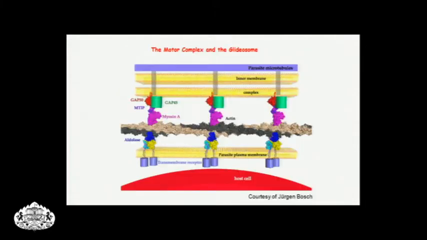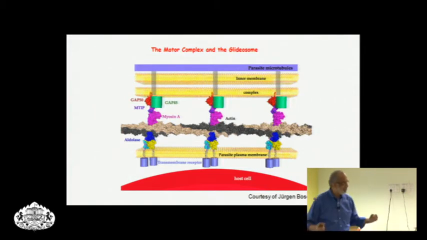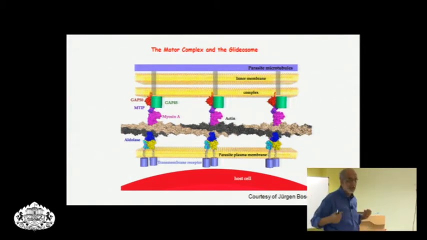And this is done by a motor complex that is present. This motor complex consists of myosin. So this is the myosin motor with its light chain called MTIP, and it combines with other molecules, and they are embedded in the parasite inner membrane complex and so on. The way it is driven is just like our muscle. It's an actin-myosin muscle. The parasite has its own muscle that drives it in.